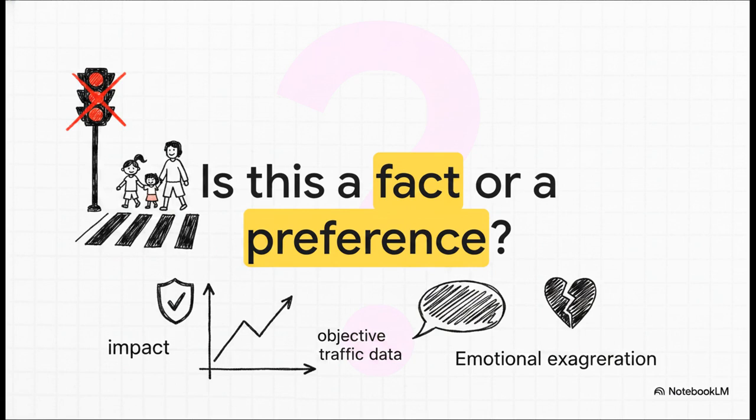Right, so it's a stakeholder preference. It uses emotional exaggeration, saying it's the only way to save lives, rather than just neutrally stating the objective traffic data. When you're presenting your evidence of impact, definitely leave that kind of exaggeration behind.